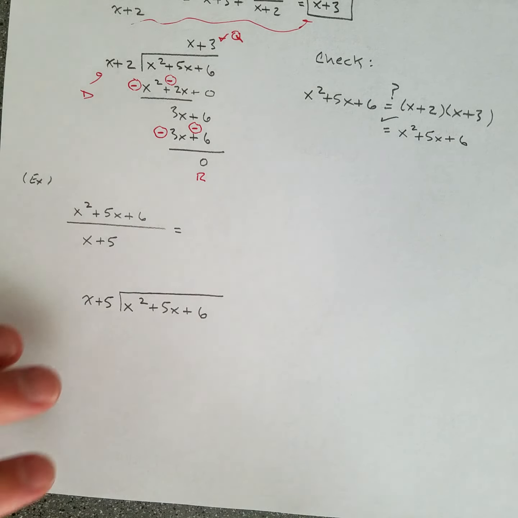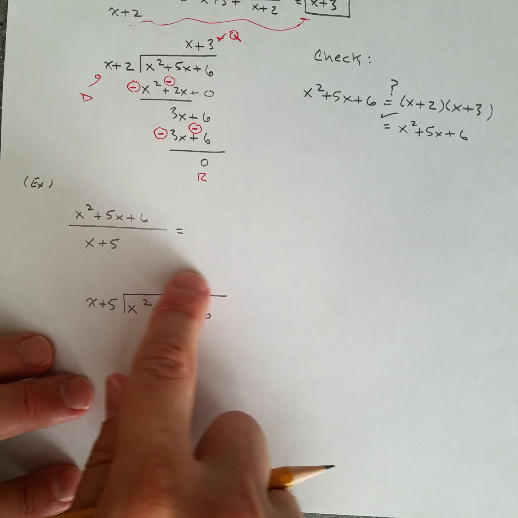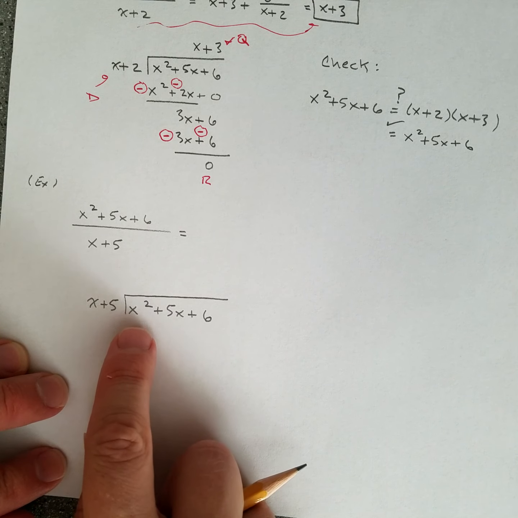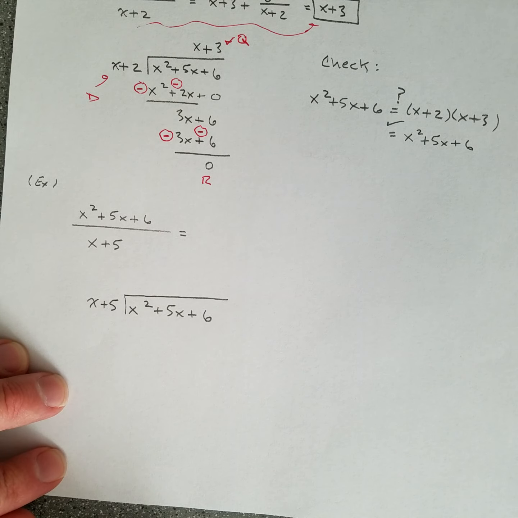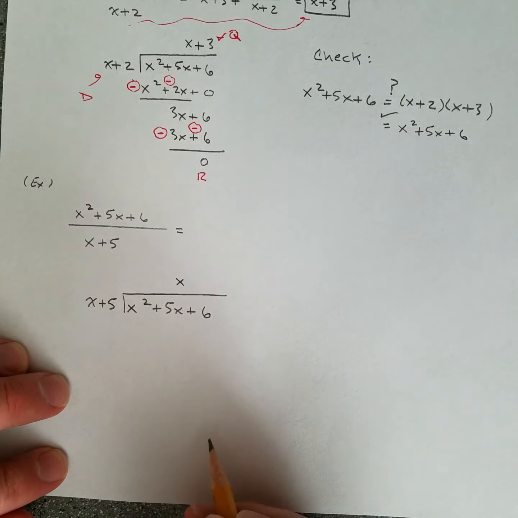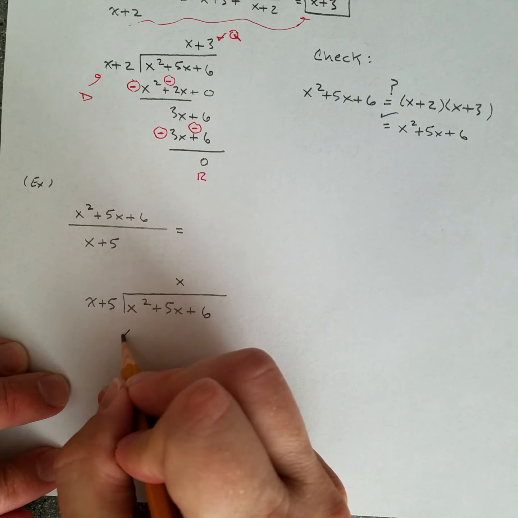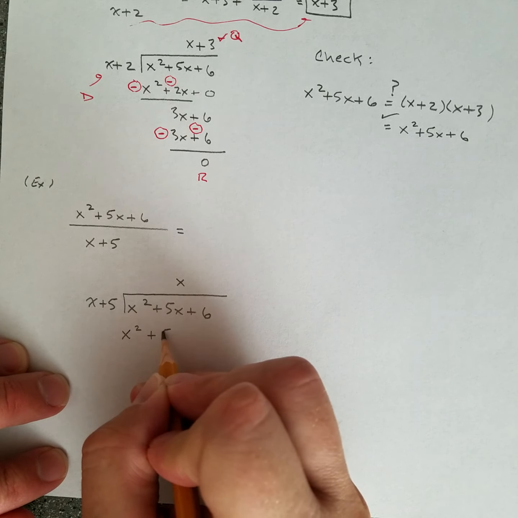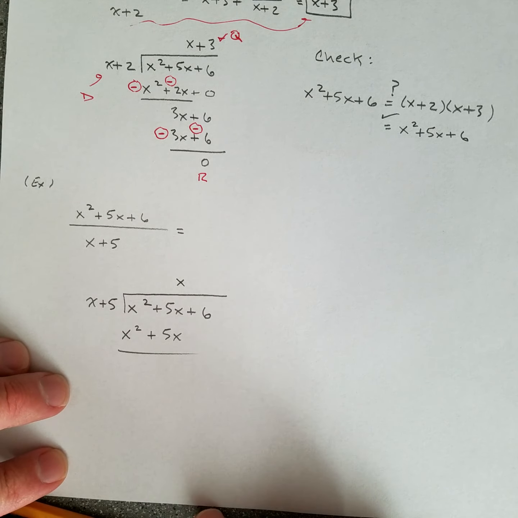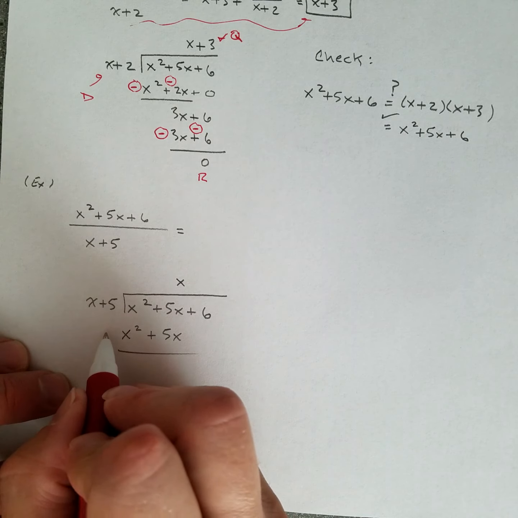That's what we write down. Then you choose something so that when you multiply by this, you match the leading term there, the one with the highest power. So again, that would be x. x times x plus 5 is x squared plus 5x. Alright, and then what? You subtract.